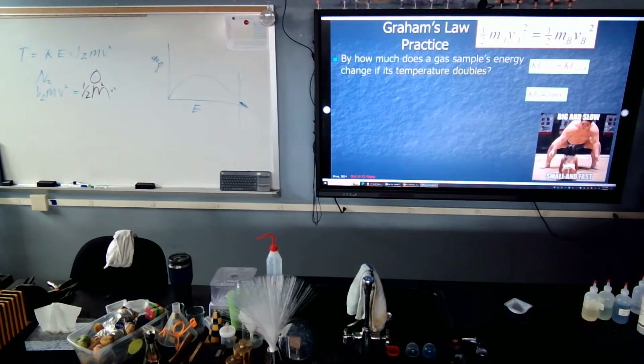So consider this. By how much does a gas sample's energy change if its temperature doubles? Don't answer it out loud. Ask your neighbor. Discuss it with your neighbor. How much does the energy change if its temperature doubles?